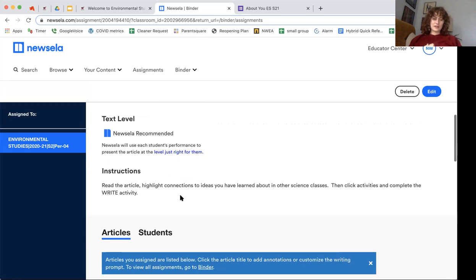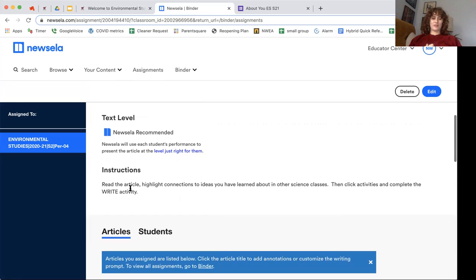Now, here are the instructions that you should see at the top of your Newsela screen when you click on this article. Read the article, highlight connections to ideas you've learned about in other science classes. So as you read, I want you thinking about, oh yeah, I learned about this system in 7th grade or 6th grade science, and highlight that, okay? That's all you gotta do. Maybe pick 2 to 3 connections to highlight.